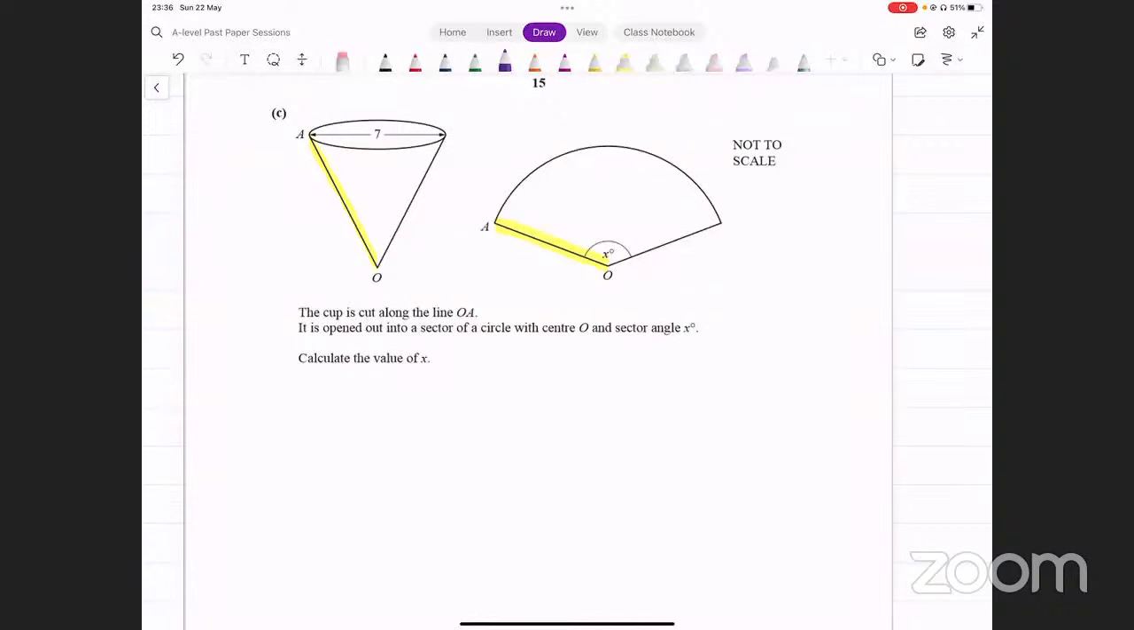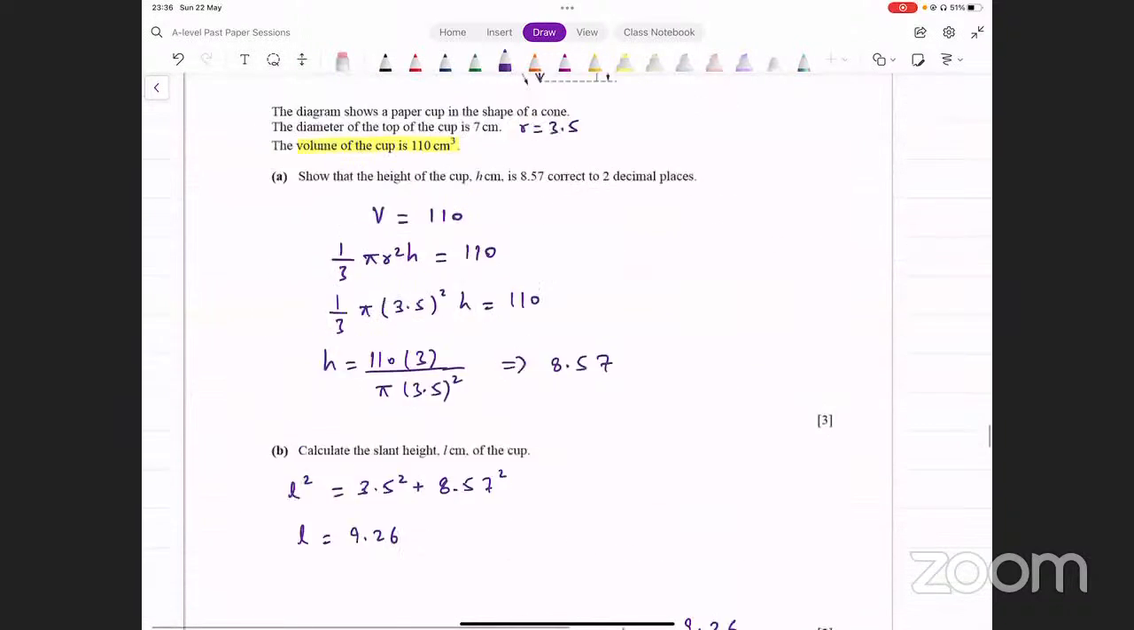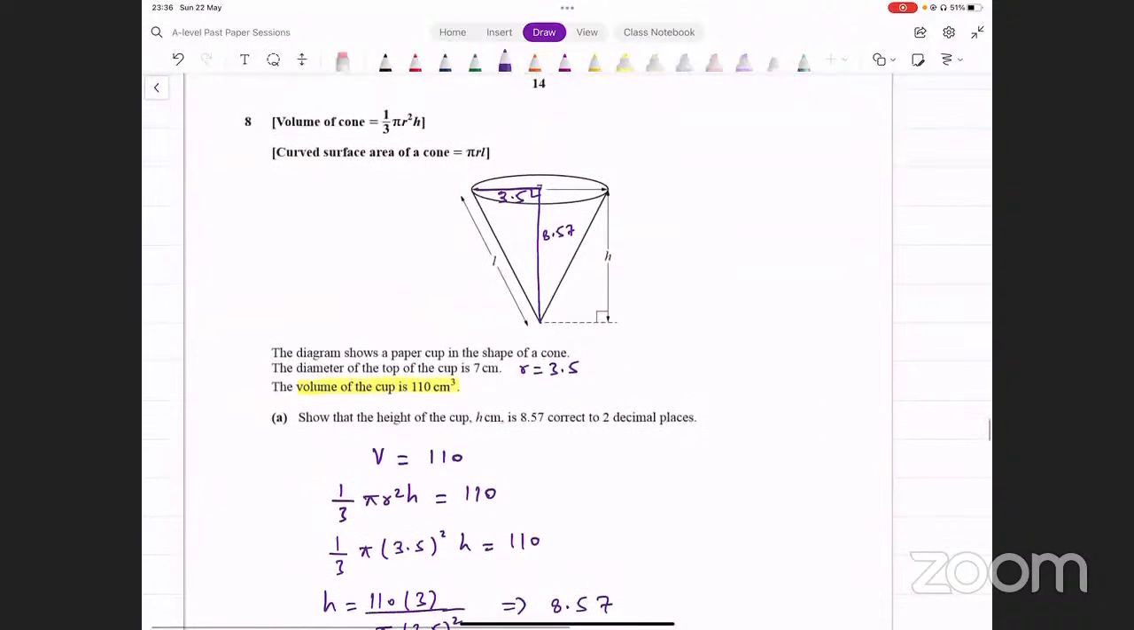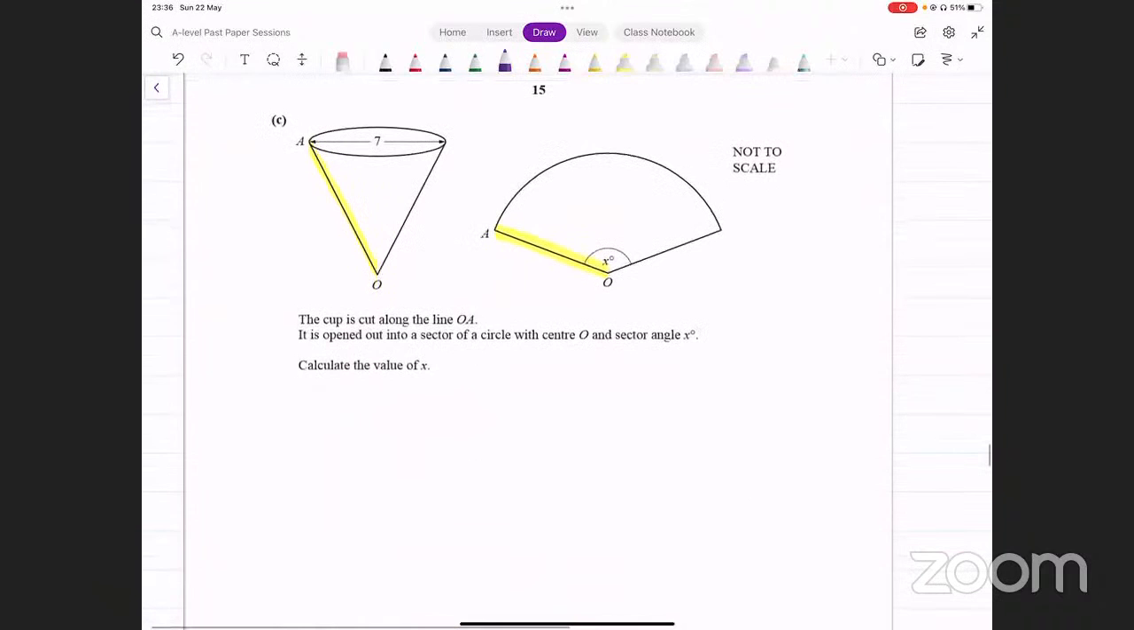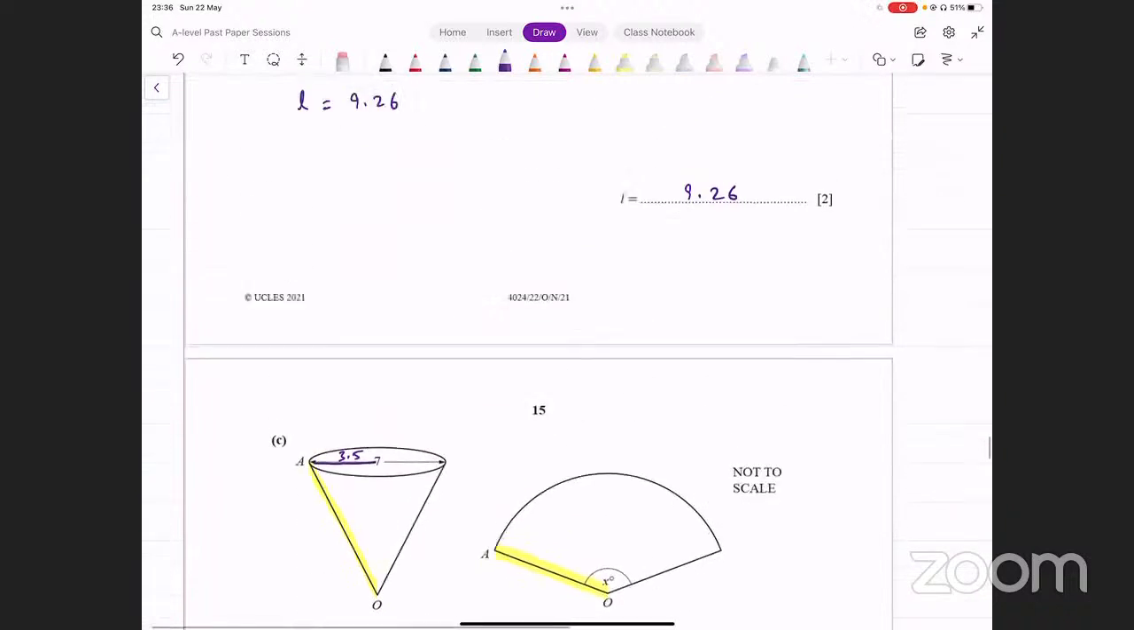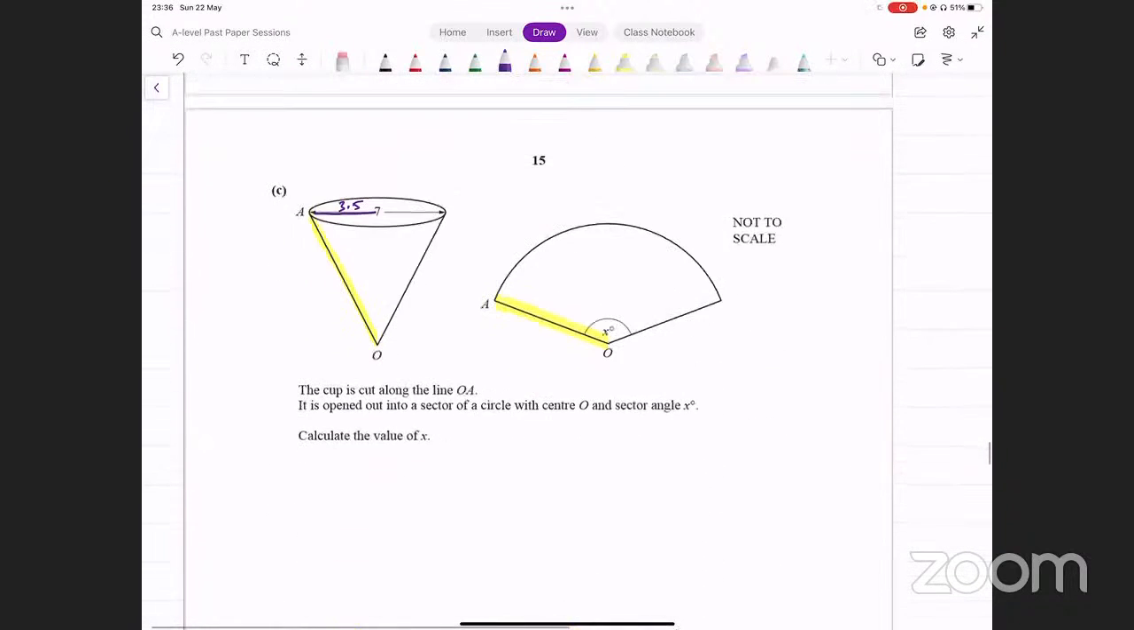So the cone is opened and it becomes a sector. What we could do is we could use the curved surface area of the cone. That is going to be helpful. Why? Because you see, आपके पास अब क्या क्या information है? Let's actually represent that here. हमारे पास radius है cone का, that is 3.5. We also know the slant height, that is 9.26. ये information है हमारे पास.